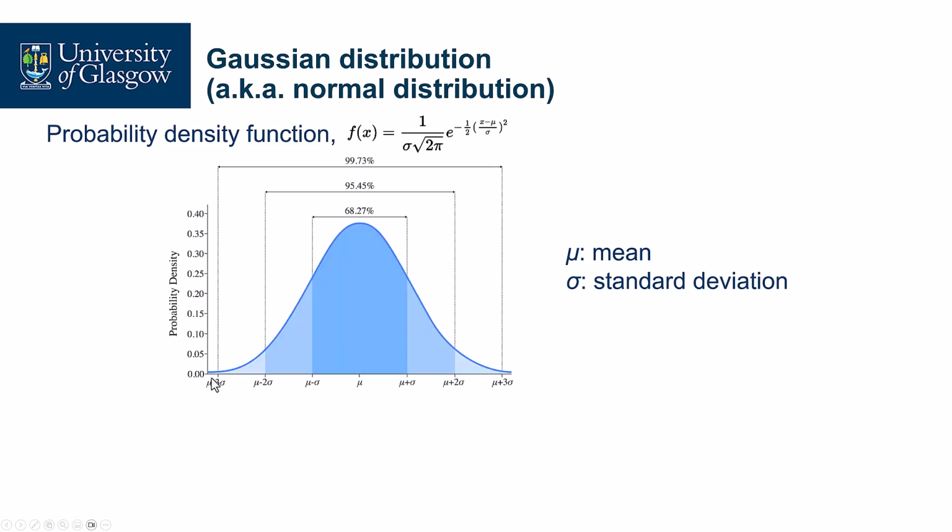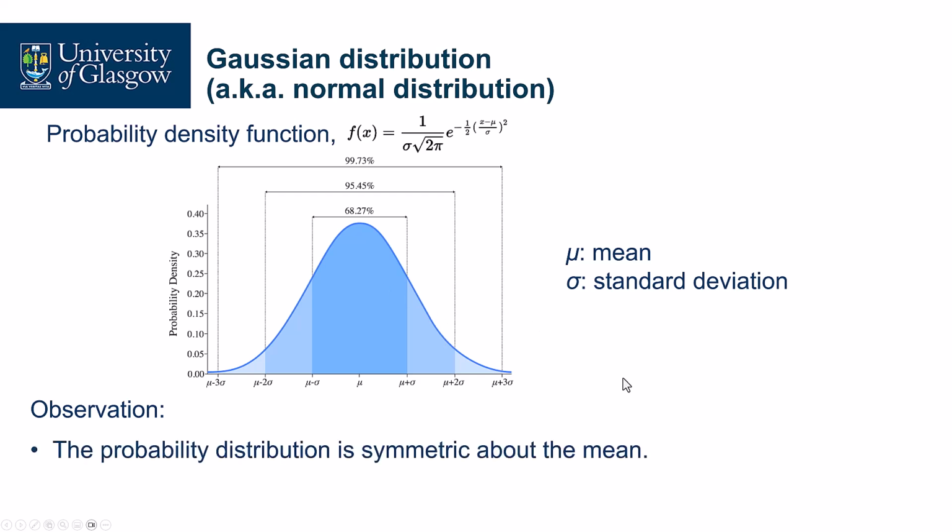As you can see from the figure, on the x-axis we go from mu minus 3 sigma to mu plus 3 sigma. This is the x value, and for each x value there is a probability density telling us the likelihood, right? From this figure, we can make some observations. First of all, the probability distribution is symmetric. If we draw a line at the mean, the left-hand side and the right-hand side are symmetric, right? This is the first thing.